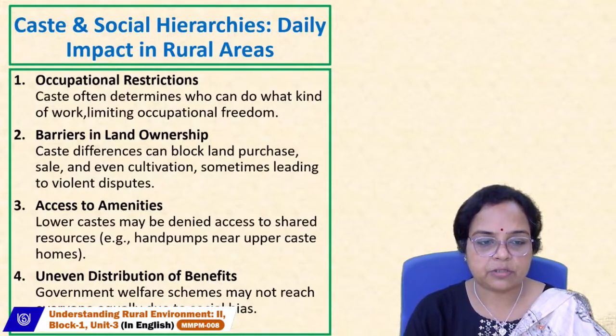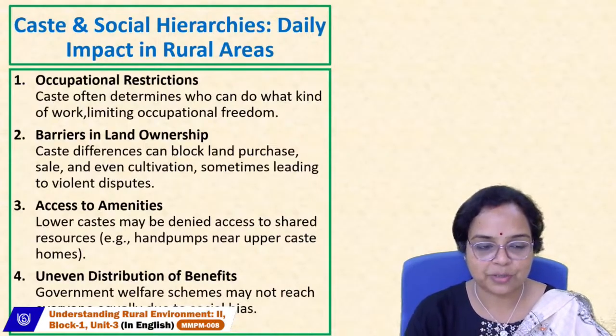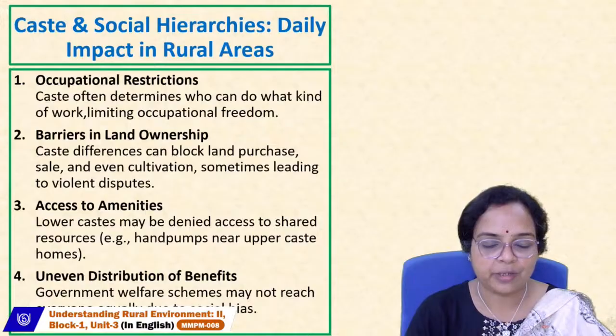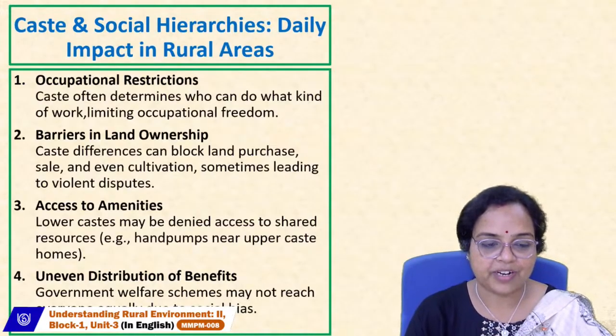Access to amenities. Lower caste people may be denied access to shared resources like hand pumps near the upper caste homes. This may sound unnatural nowadays, but if you go to any rural belt, these aspects of life still exist, and the marketer has to take proper note of that. Uneven distribution of benefits.